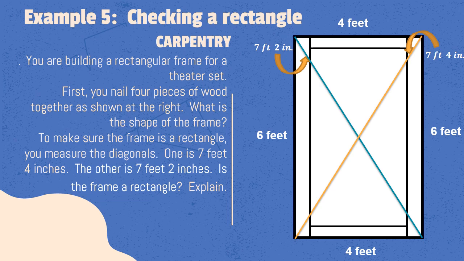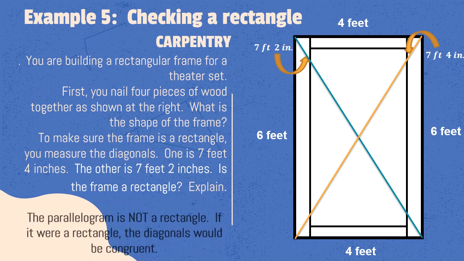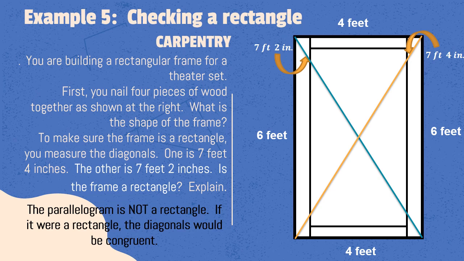Okay, first of all, I want you to notice that the lengths of the opposite sides are 4 feet for one pair of opposite sides, and the other pair is 6 feet and 6 feet. So this figure is a parallelogram. No problem with that. But the question goes beyond, and the question is, is this figure a rectangle? The diagonals measure 7 feet and 2 inches, one, and the other one measures 7 feet and 4 inches. If you notice, these values differ by 2 inches, and therefore, this parallelogram is not a rectangle. If it were a rectangle, the diagonals would be congruent, something that didn't happen in this example.